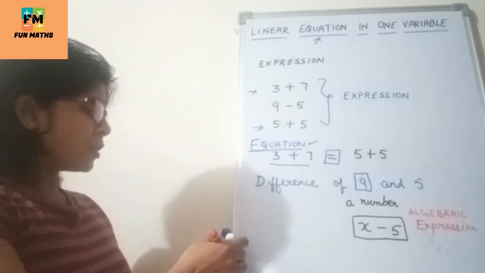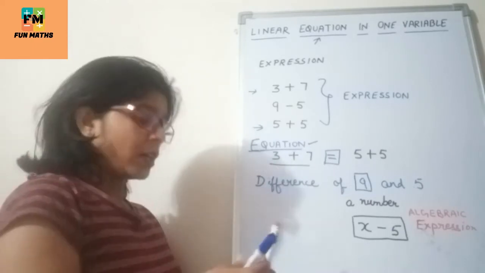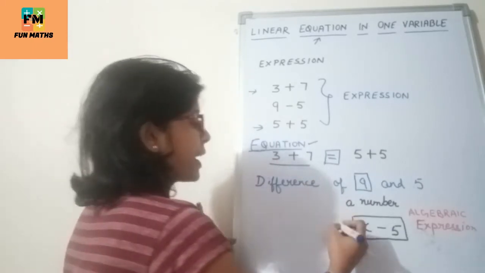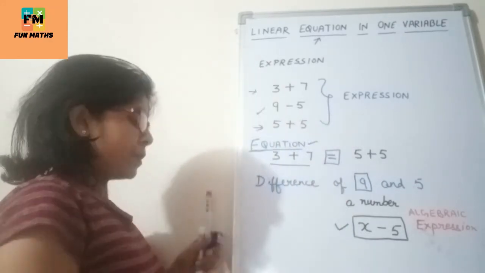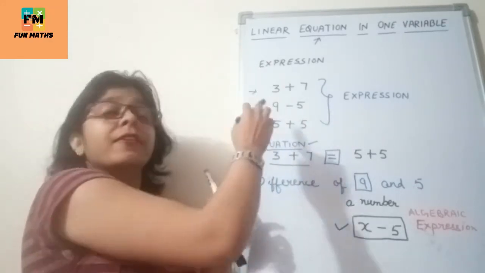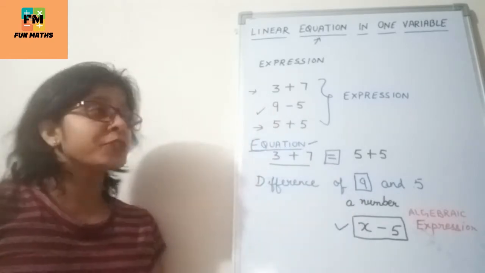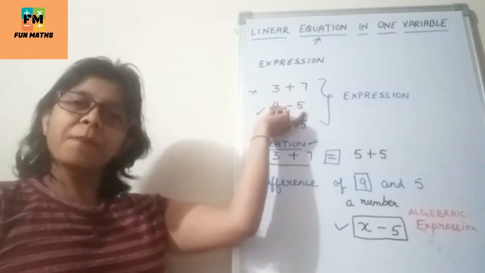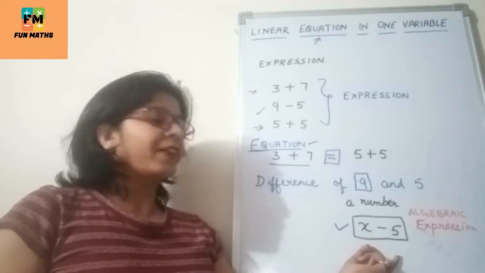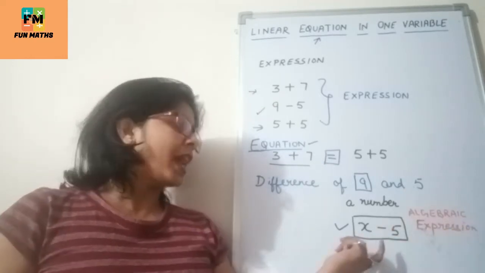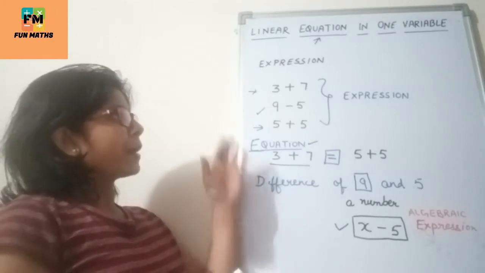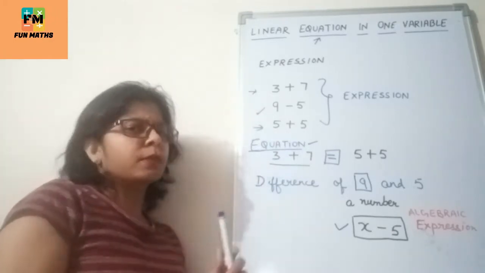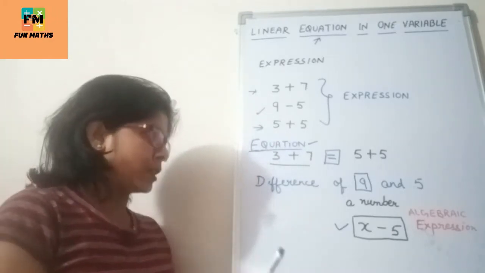See, if you see this, don't be confused, because these both are expressions. X minus 5 is also an expression and 9 minus 5 is also an expression. But 9 minus 5 is known as a numerical expression. Why? Because it contains the numbers, right? And X minus 5 is known as an algebraic expression as it contains the variable. So this is the difference between algebraic expression and numerical expression. But both are expressions. Don't be confused.